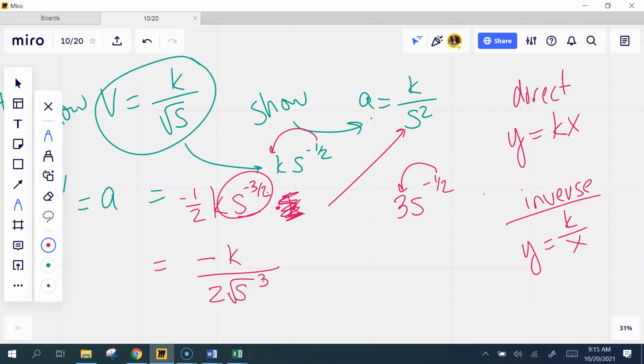Is it going to be what? S derivative? Yes, well, it depends on what S is. Gross on this one.